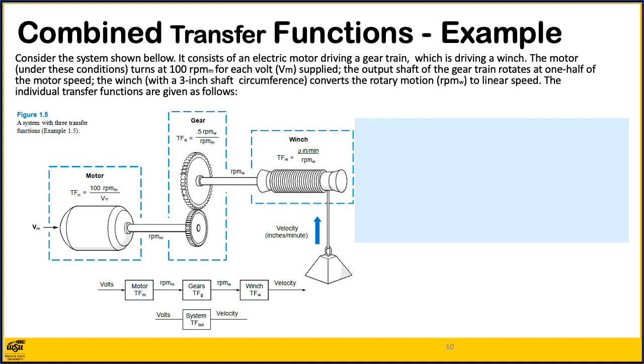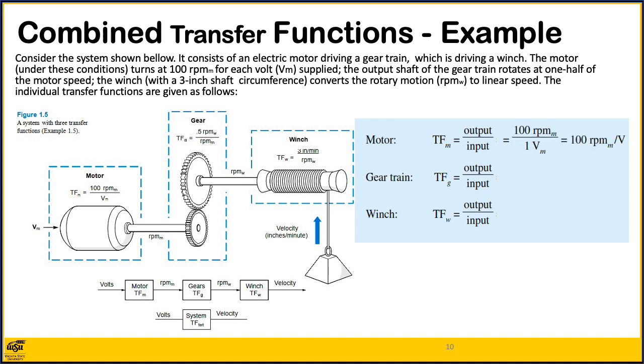Consider the system shown. It consists of an electric motor driving a gear train, which is driving a winch. Each component has its own characteristics. The motor, under these conditions, turns at 100 RPM for each volt applied. Note this is not how motors work, so assume that the motor is driven by a variable speed drive with a variable voltage input, which outputs a frequency based on the voltage at its reference input.